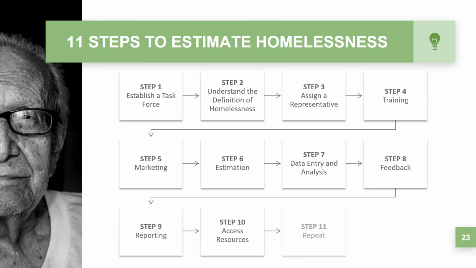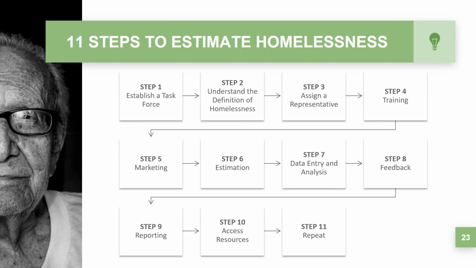Now what it is, essentially, is a very simple 11-step method to estimate homelessness. And step one is to establish a task force. As we said, service agencies have to be involved because we want to limit, first of all, the cost, and basically because we have limited resources. Essentially, we've estimated that using this estimation guide, you can actually conduct an estimation in a community for about $5,000.